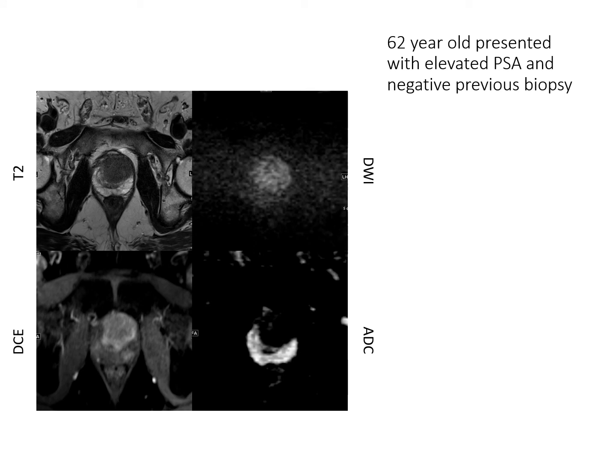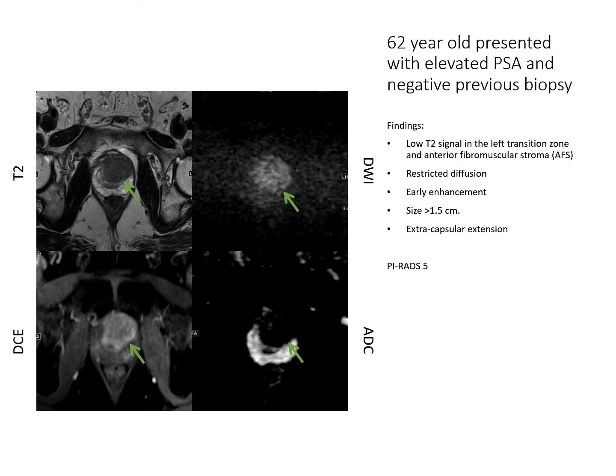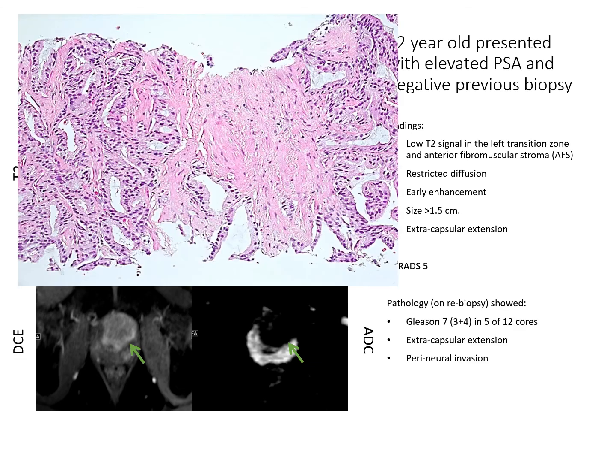And then you can see, look, okay, there's obviously a lesion. It's in the anterior left anterolateral gland, and it's low signal on T2. It's a restricted diffusion. Look how dark it is on the ADC. Okay, and it's also enhancing. Okay, so you've got a full house. This is clearly concerning. It's PIRADS 5, and the biopsy confirmed that.